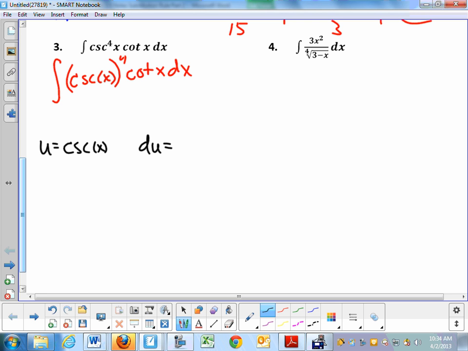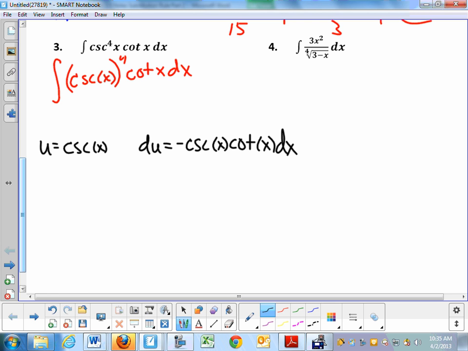What's the derivative of cosecant? Negative cosecant of x, cotangent of x. Now, when you look up at the problem, you see a cotangent, right? But you don't see an extra cosecant, do you? So here's a trick.